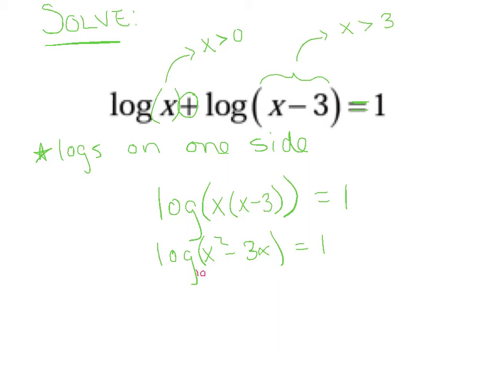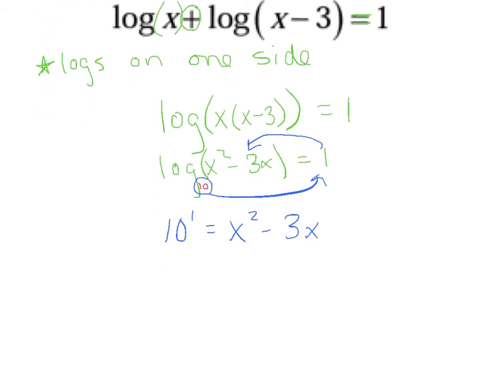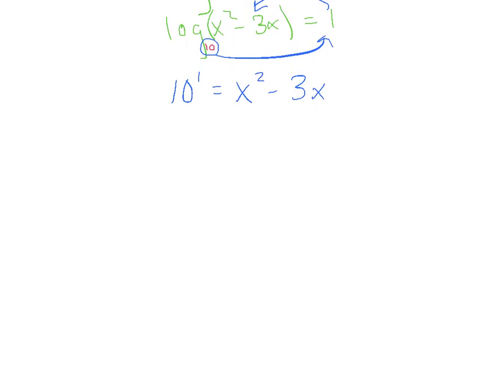So what I'm going to do is convert this logarithmic expression into exponential form. I'm going to circle my base and say 10 raised to the first power equals the quantity x squared minus 3x. From here on out, you've just transported back to 9th grade. We're going to solve a very basic quadratic equation.